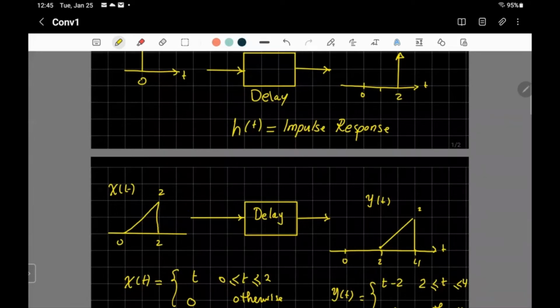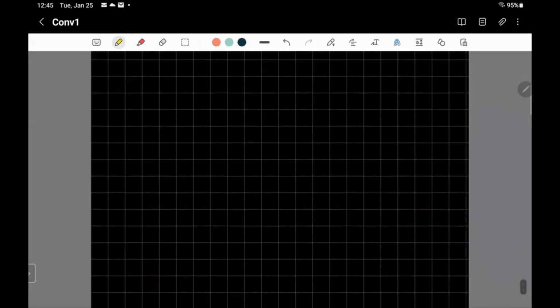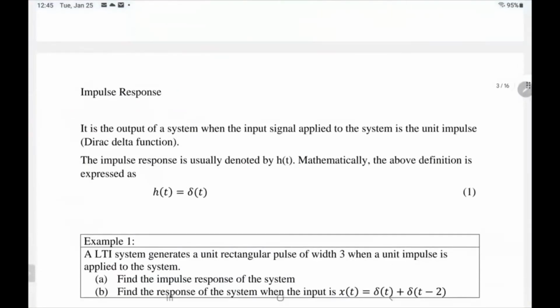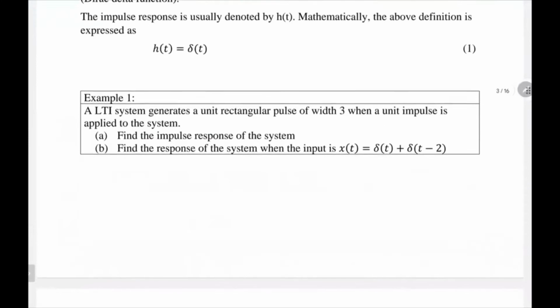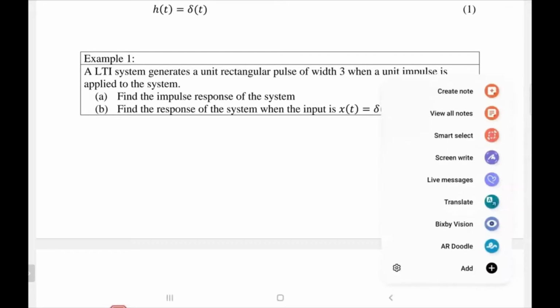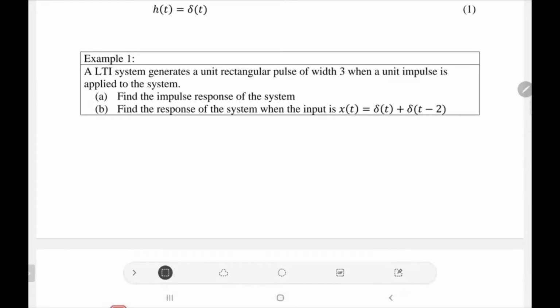So let's see another example. And I want you to think about it. That's a linear time invariant system. It generates a unit rectangular pulse of width 3 when a unit impulse is applied to the system. Find the impulse response of the system. Find the response of the system when the input is equal to delta t plus delta t minus 2. That's one simple application of what we did. Let's just see how we'll do that.